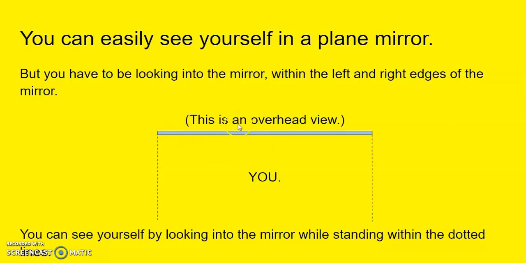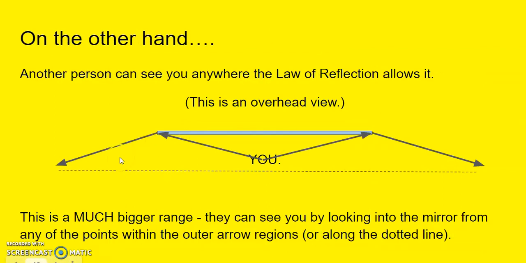Here is an overhead view of the plane mirror. If you want to see yourself in the mirror, you have to be between these dotted lines that are perpendicular to the sides of the mirror. So that's fine. However, another person can see you in a much, much greater range. If you're standing right here, they can see you anywhere over there. A law of reflection. It's a much bigger range.